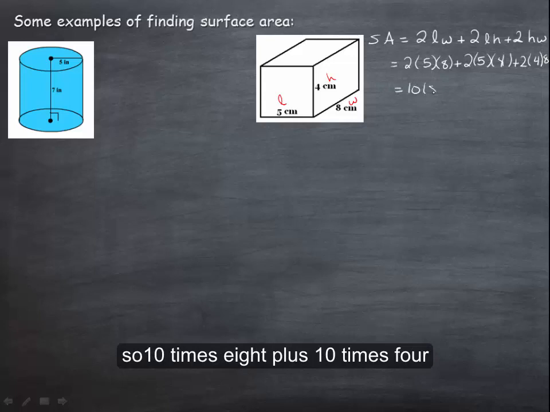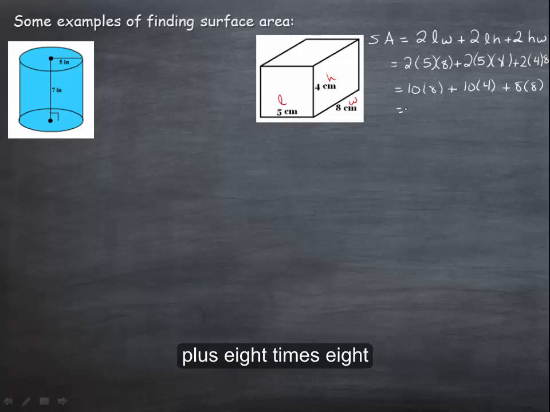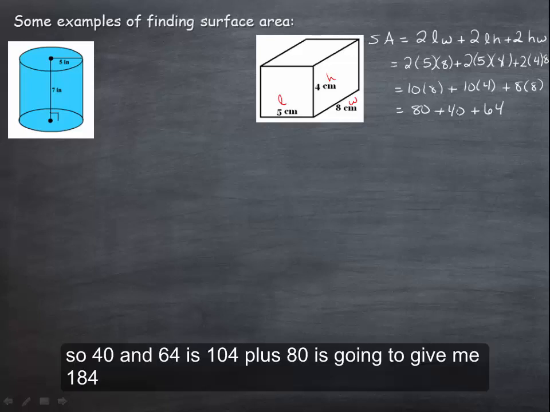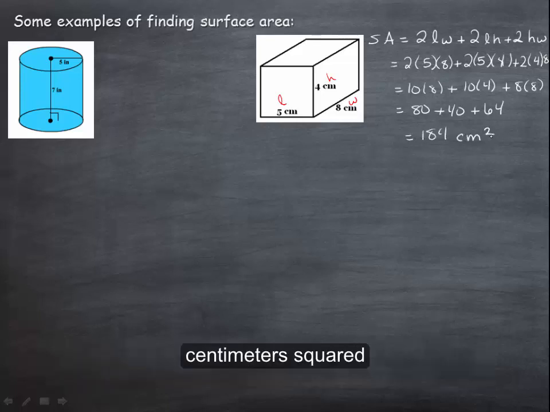So 10 times 8 plus 10 times 4 plus 8 times 8. 80 plus 40 plus 64. So 40 and 64 is 104, plus 80 is going to give me 184 centimeters squared.